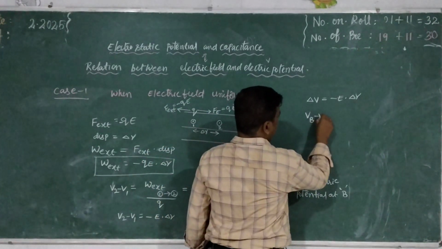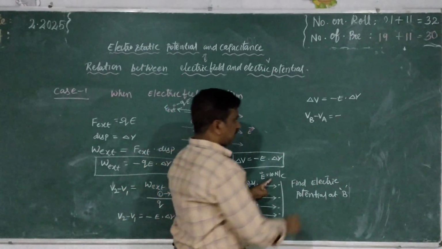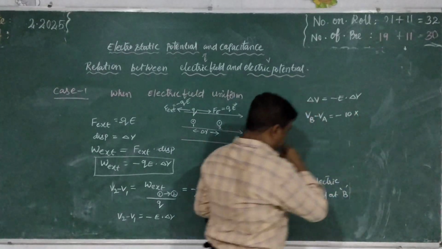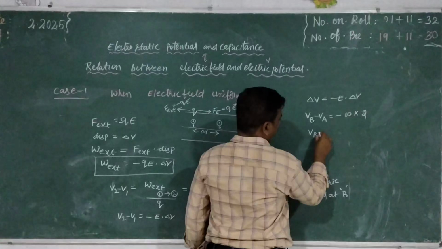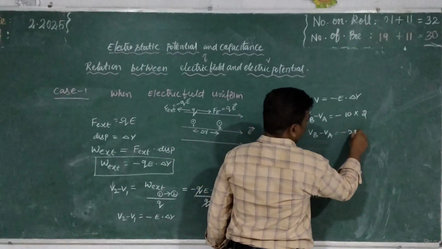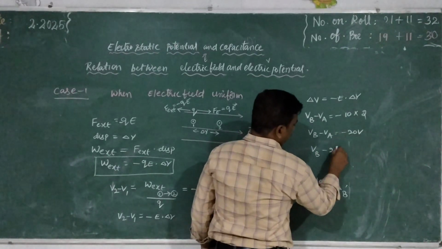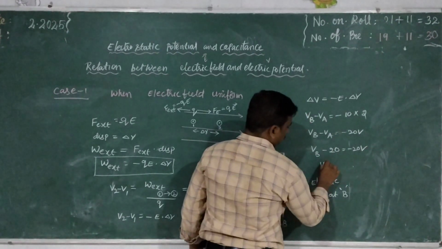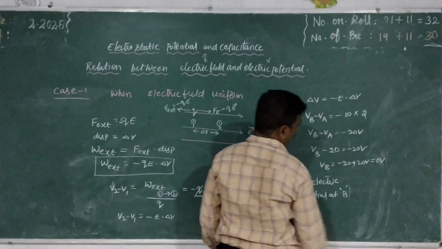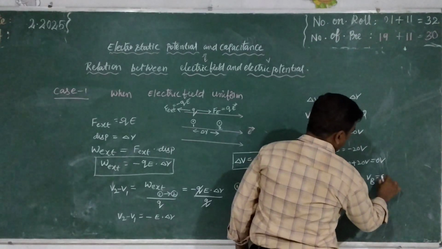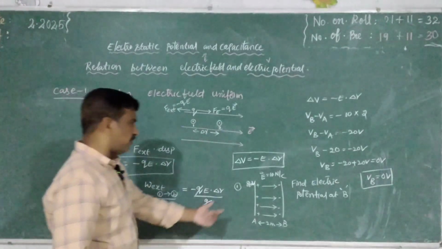VB minus VA equals what now? Minus E dot delta R. E is 10 newton per coulomb, times delta R, 2 meters. We can write 2 here. What do we get? VB minus VA equals minus 20 volt. VA we have, 20. So VB minus 20 equals minus 20 volt. VB equals minus 20 volt plus 20 volt. What do we get? 0 volt. What is the potential at B? It is 0 volt. What is the potential at plate B? 0 volt.